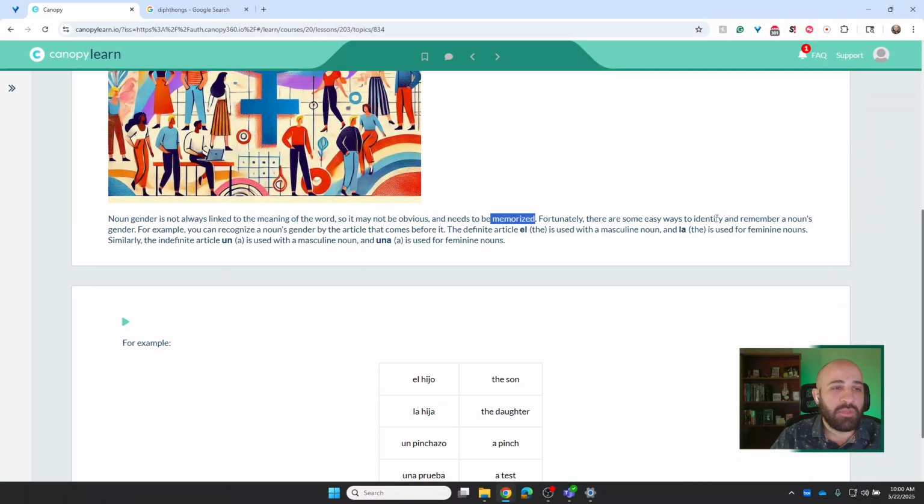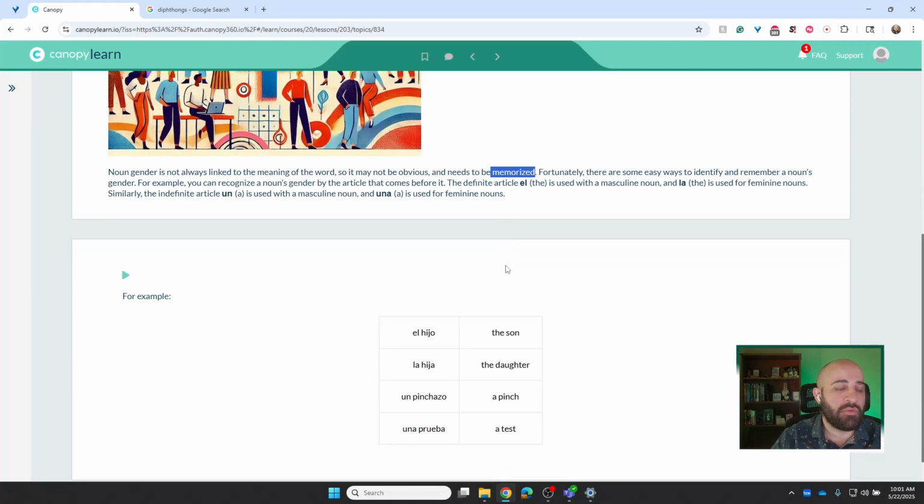Fortunately, there are some easy ways to identify and remember a noun's gender. For example, you can recognize a noun's gender by the article that comes before it. The definite article el is used with a masculine noun, la is used with feminine nouns. Similarly, the indefinite article un is used with a masculine noun, and una is used for feminine nouns.